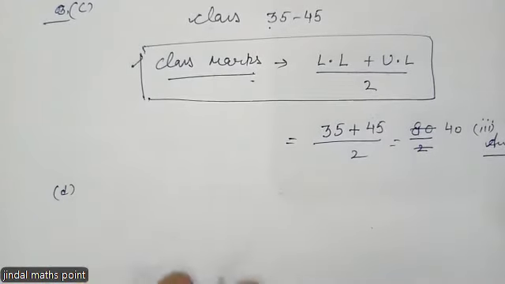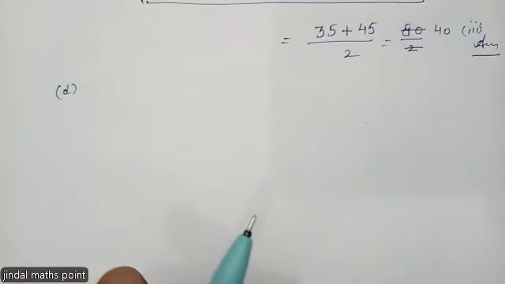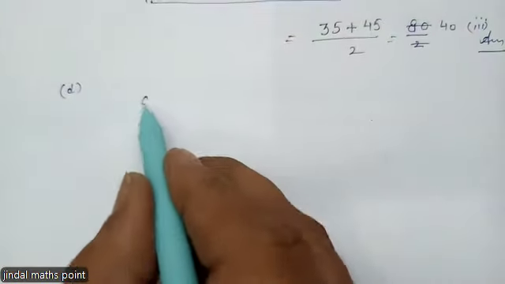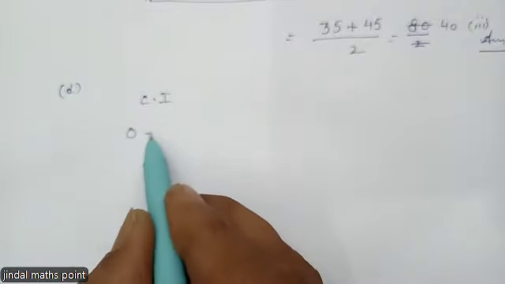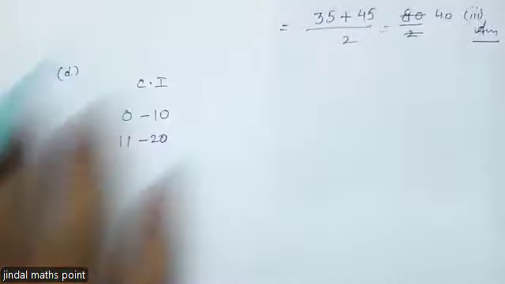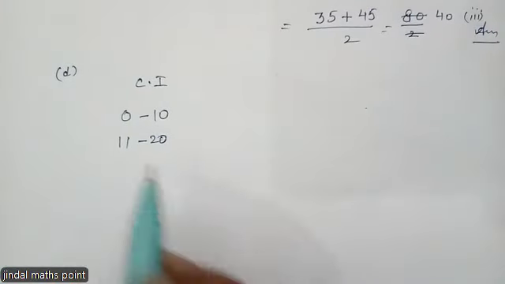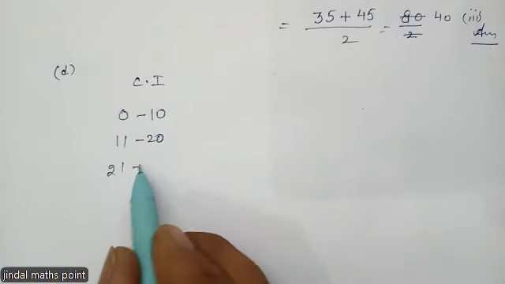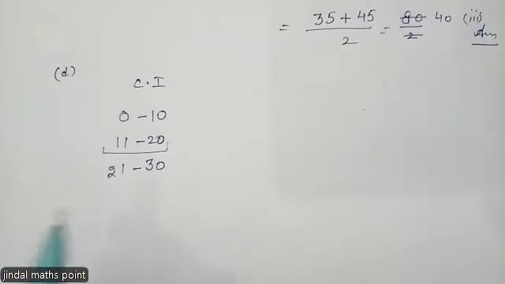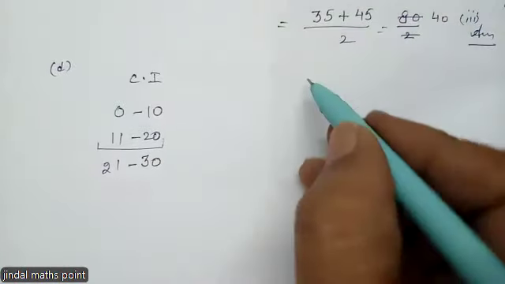Now we reach the D part. In a class interval, 0 to 10 are given. Next class interval 11 to 20. I will make the table like this. 21 to 30. The class 11 to 20 after adjustment. Now, adjustment factor.